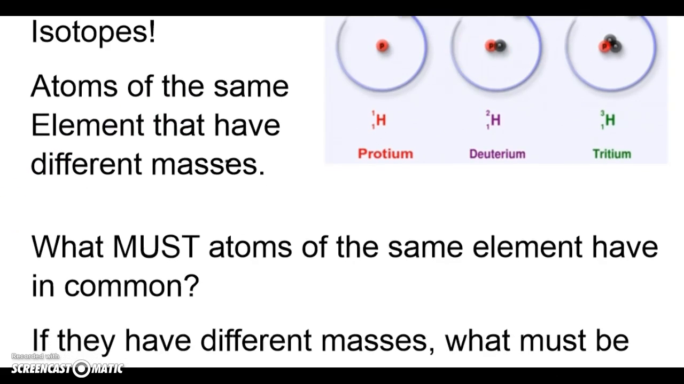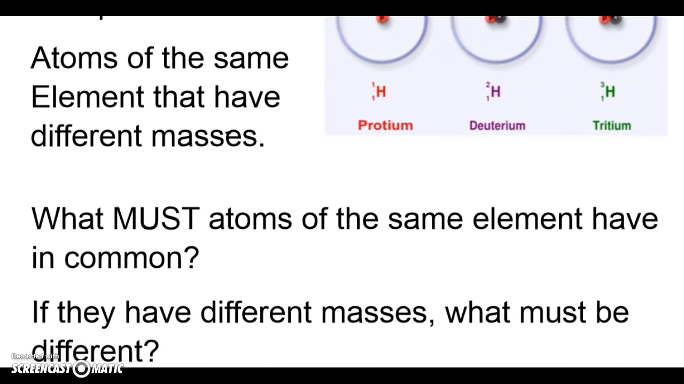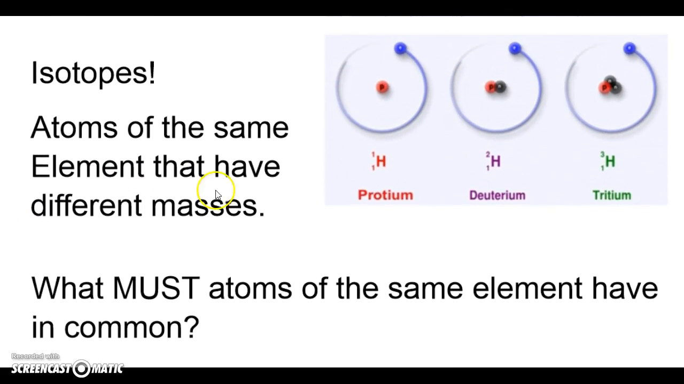Meanwhile, if they have different masses, what has to be different? Well, the only 2 things that have mass in an atom are protons and neutrons. The protons were the same, so the neutrons have to be different. And this first hydrogen has 0 neutrons. The second one has 1 neutron, and the third one has 2 neutrons.